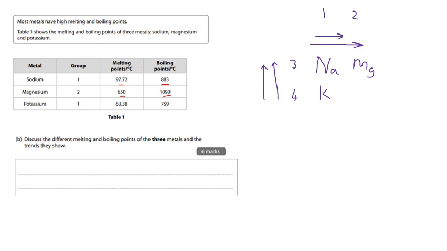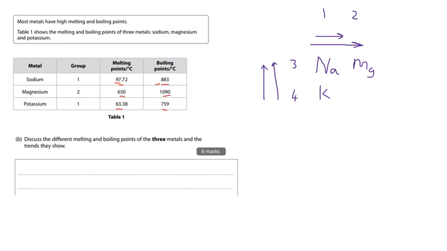Sodium, potassium. Now, as we go down a group, we should have learned that the melting points and boiling points get less, they decrease. So let's have a look. Is the melting point and boiling point of potassium less than sodium? So there's potassium. Is it less than sodium? Yes. And boiling point? Yes. So these numbers agree with what we should know. So I've described what the trends are.